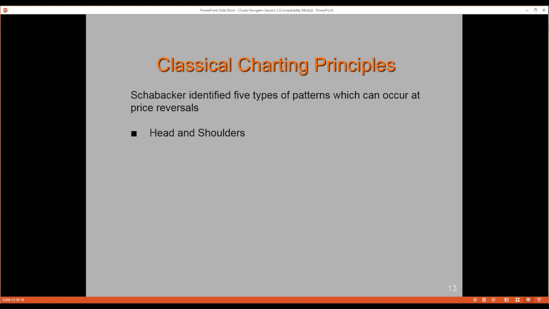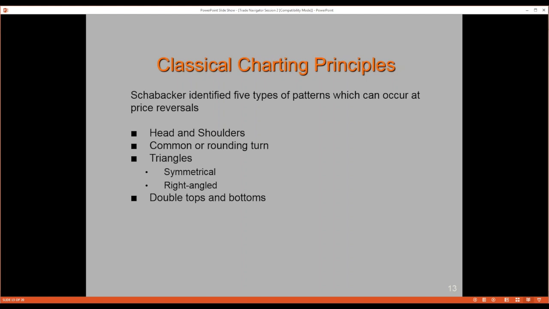The head and shoulders pattern. Head and shoulders, if drawn correctly, analyzed correctly, and understood correctly, is the most reliable of all classical chart patterns. The common or rounding turn, and I'll show you examples of all of these in a minute. The triangles, which include the symmetrical triangle, and I've warned you against that, but nevertheless, Schabacher identified it as a pattern which can be a reversal pattern. The right angle triangle, that's a descending triangle or an ascending triangle, double tops or bottoms, and the complex pattern. All of these patterns must comply with certain rules.